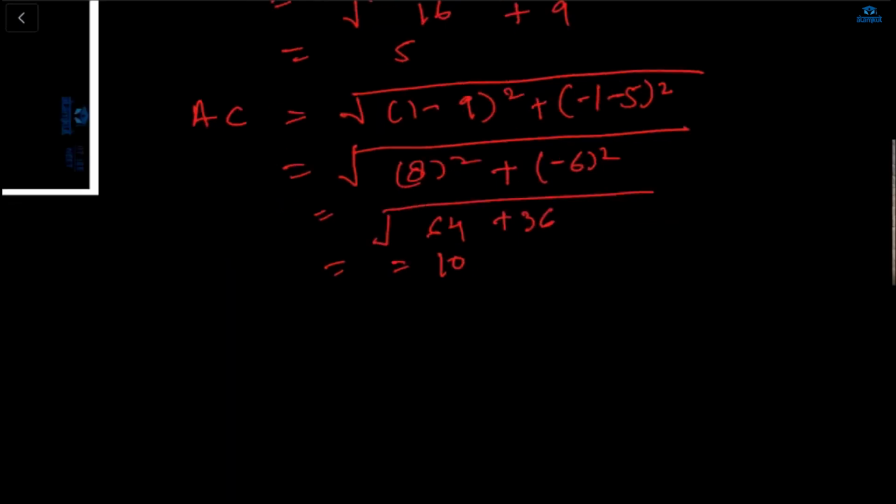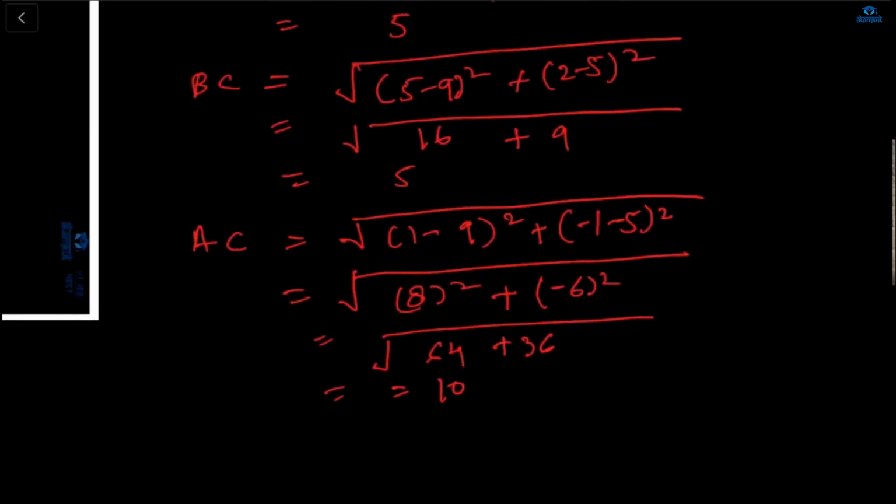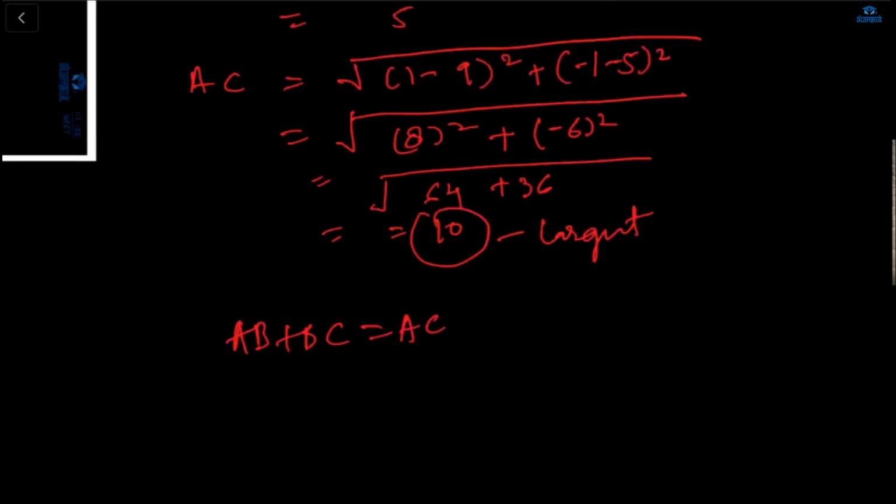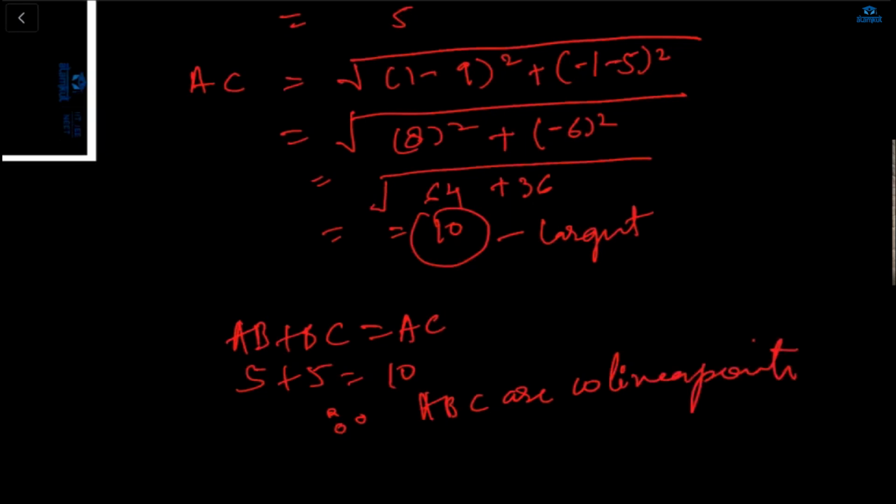So you can see the larger distance is what? This one is the largest. So what we have to do? AB plus BC is equal to AC. Now you can see 5 plus 5 is equal to 10. Therefore, A, B, C are collinear points. Understood? How you're going to do this? Any doubt, Safia and Shazan?